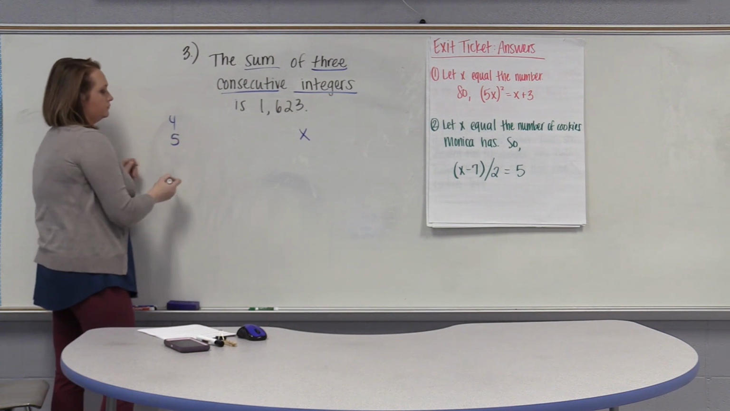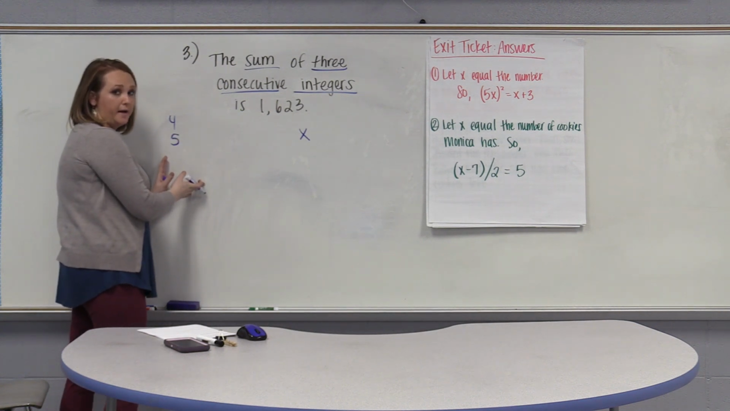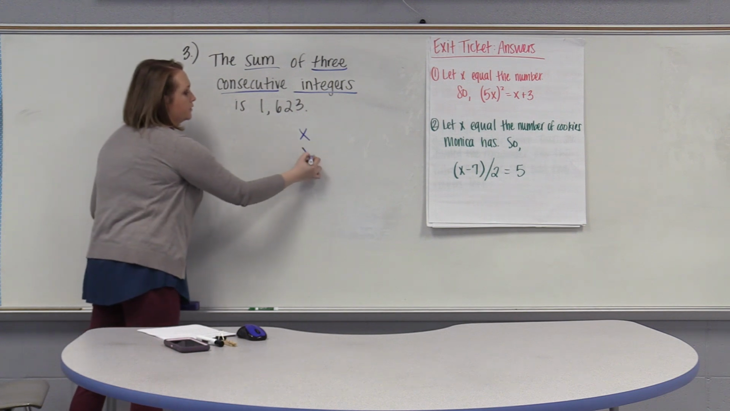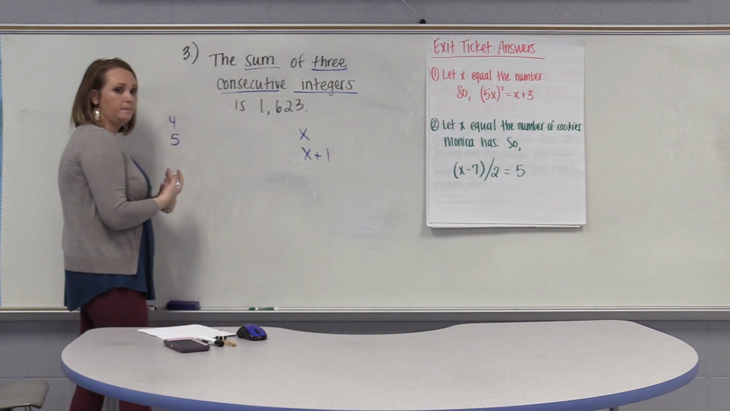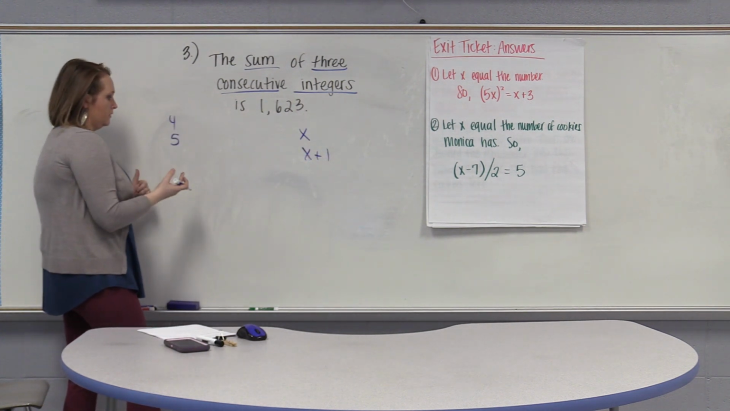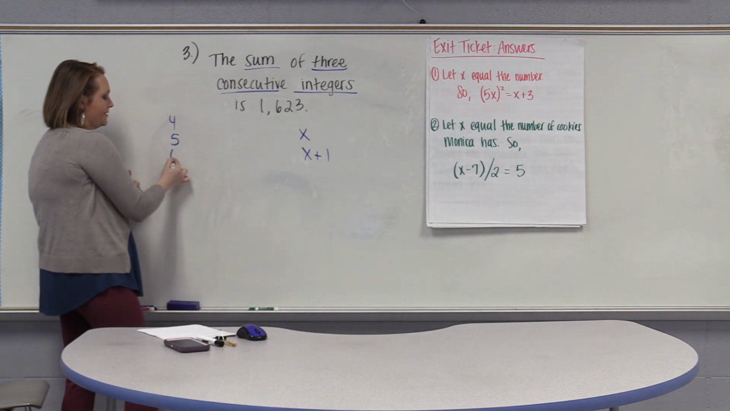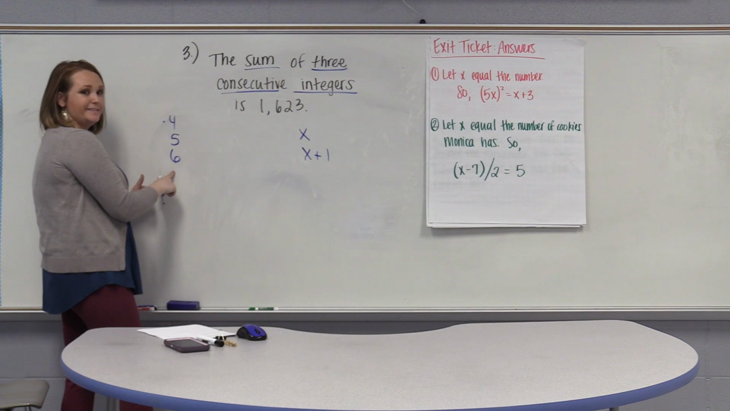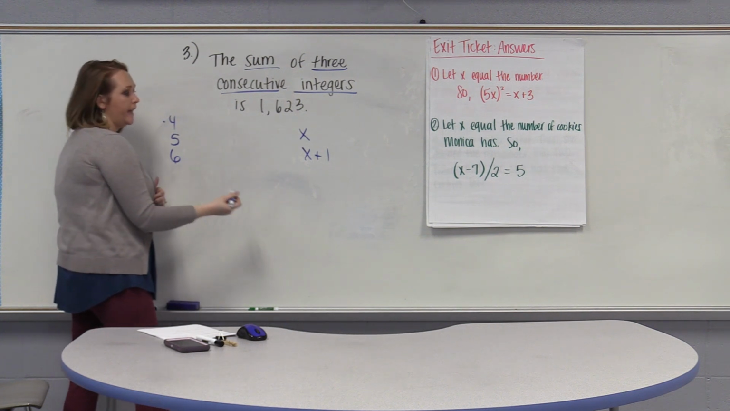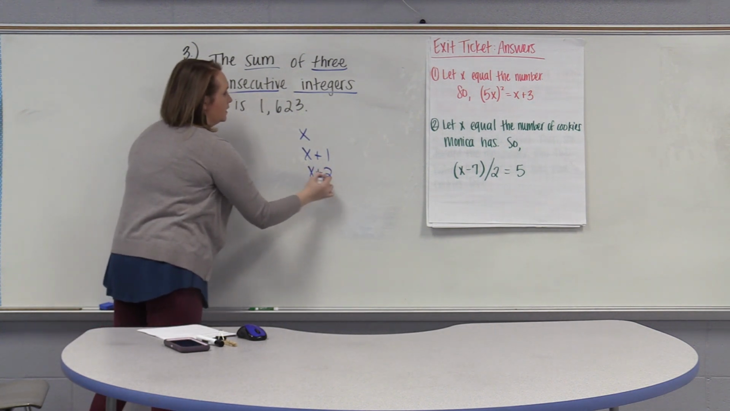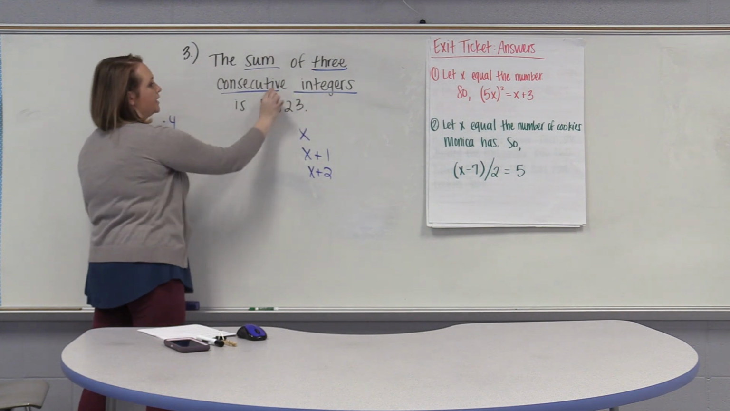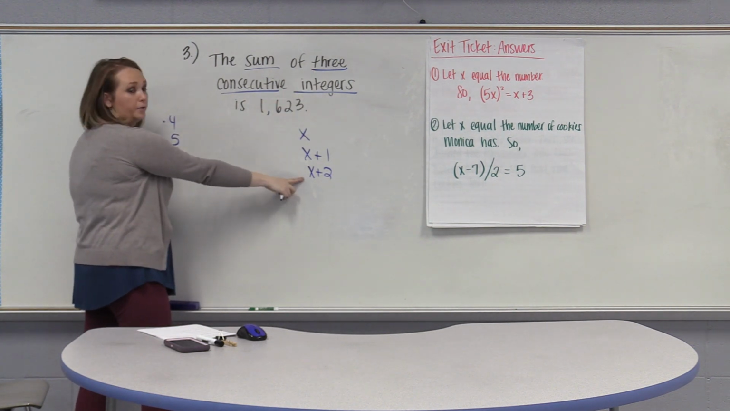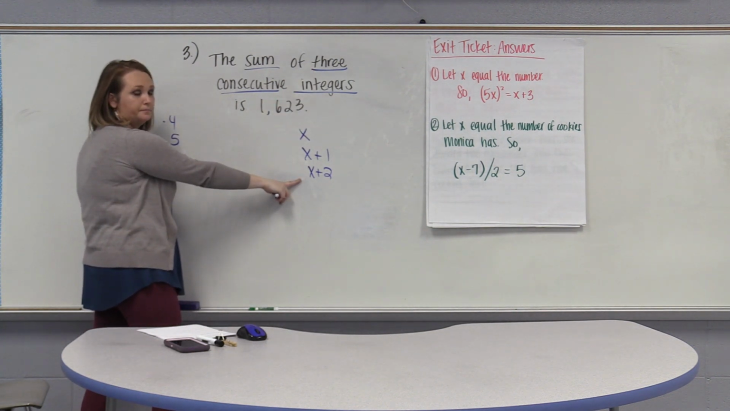5. What did you do to 4 to get to 5? We added 1. So the next consecutive number would be x plus 1. If we went by this logic, my next number would be 6. What did we do to our original number to get to 6? We added 2. Now, the problem says I need 3 consecutive numbers. Do I have 3 consecutive numbers?